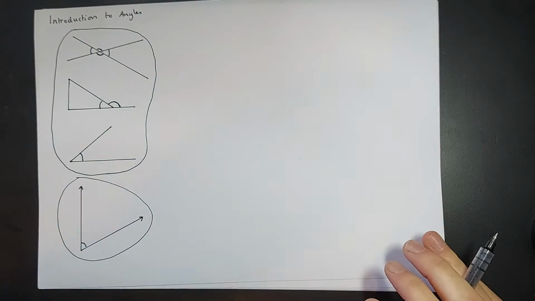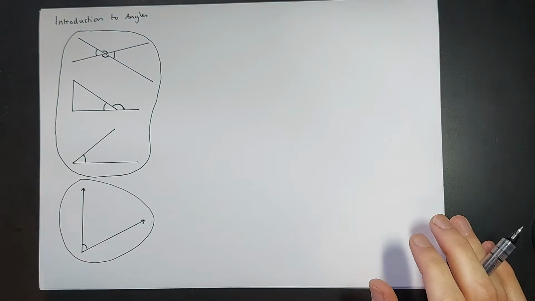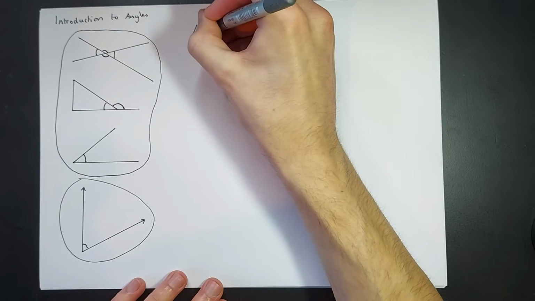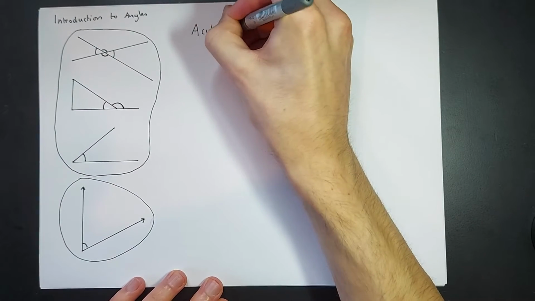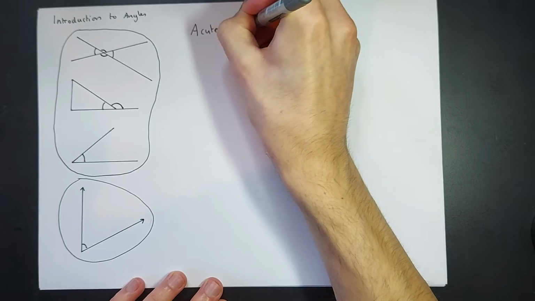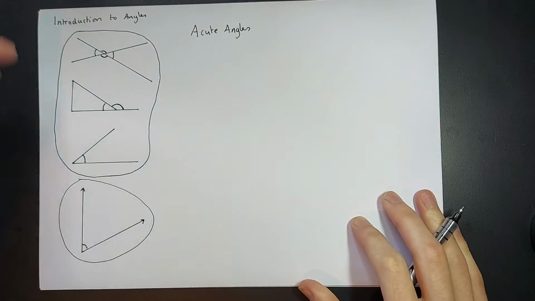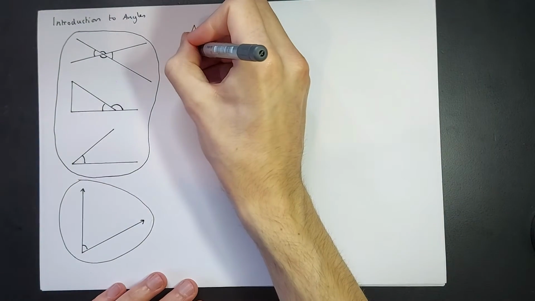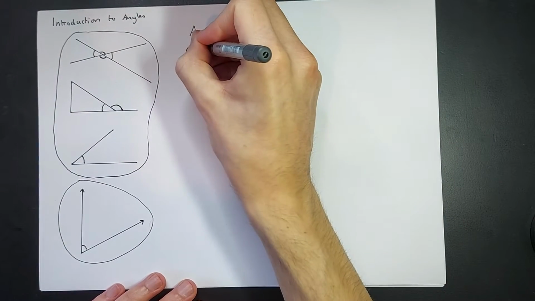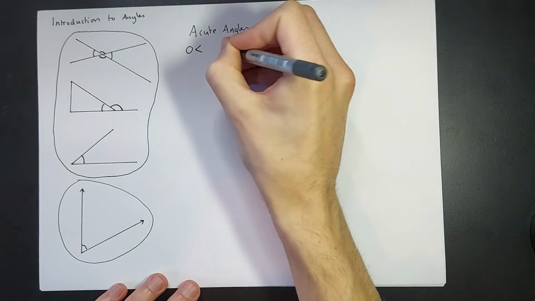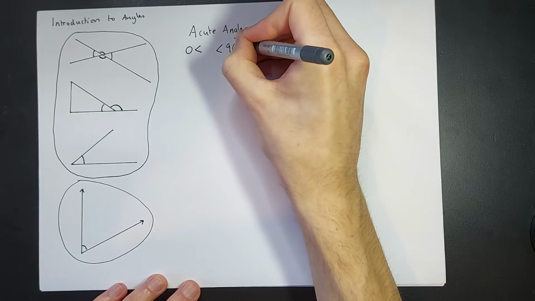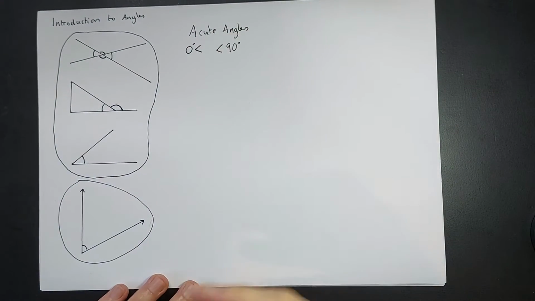Right, let's have a look at categorizing angles then. There's three main types of angles we talk about. The first one is acute. Let's have a look at acute angles. An acute angle, as people remember, acute being cute and small, is an angle that is greater than 0, but it is less than 90 degrees. So it's greater than 0 degrees, less than 90 degrees.